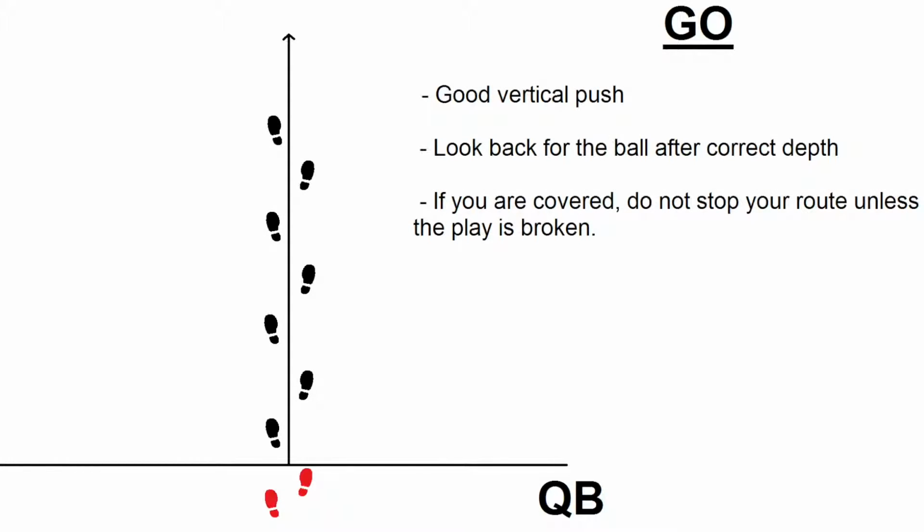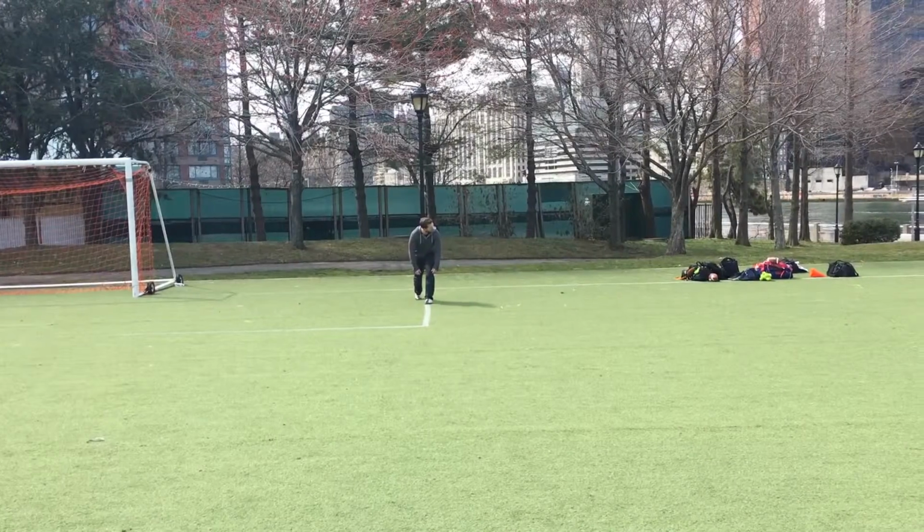The go is no different than any longer route where we're accelerating for the first 10 to 12 yards. After that, as opposed to cutting in any direction, we're just continuing straight while looking back to find the ball. The one thing to note is that if you're running a go and you feel as though you're covered, don't just stop your route. All of our plays that have a go have another route coupled underneath it. So if you're covered, you're more than likely getting someone open behind you. Now let's see this demonstrated.